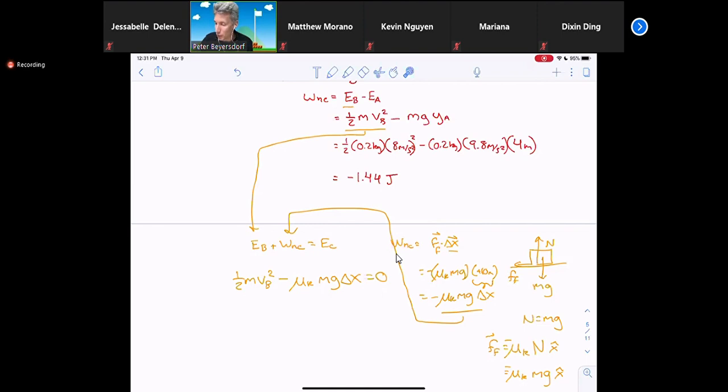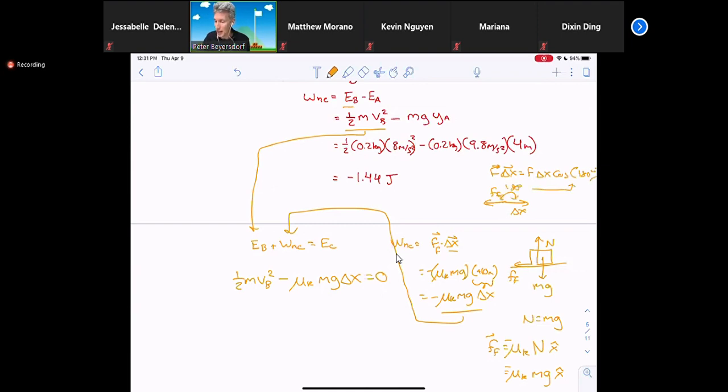The final reason for why we could say it's negative is friction points to the left, displacement points to the right, and the dot product of the two is F times delta x times the cosine of the angle between them. And that angle is 180 degrees.